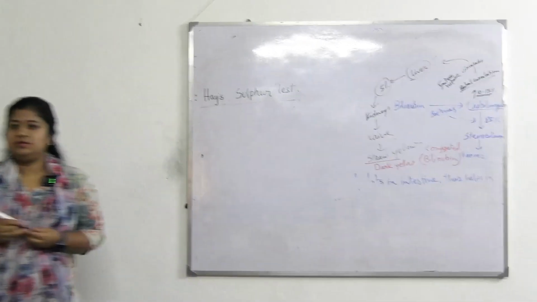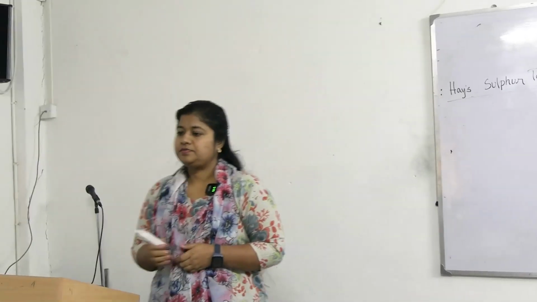Hayes sulfur test. In case of Hayes sulfur, this is the easiest of all abnormal constituent detection tests. Nothing to do, you just have to take a urine sample, 3 to 5 ml in a test tube, and take distilled water in another test tube as control. So you have to take 2 test tubes.